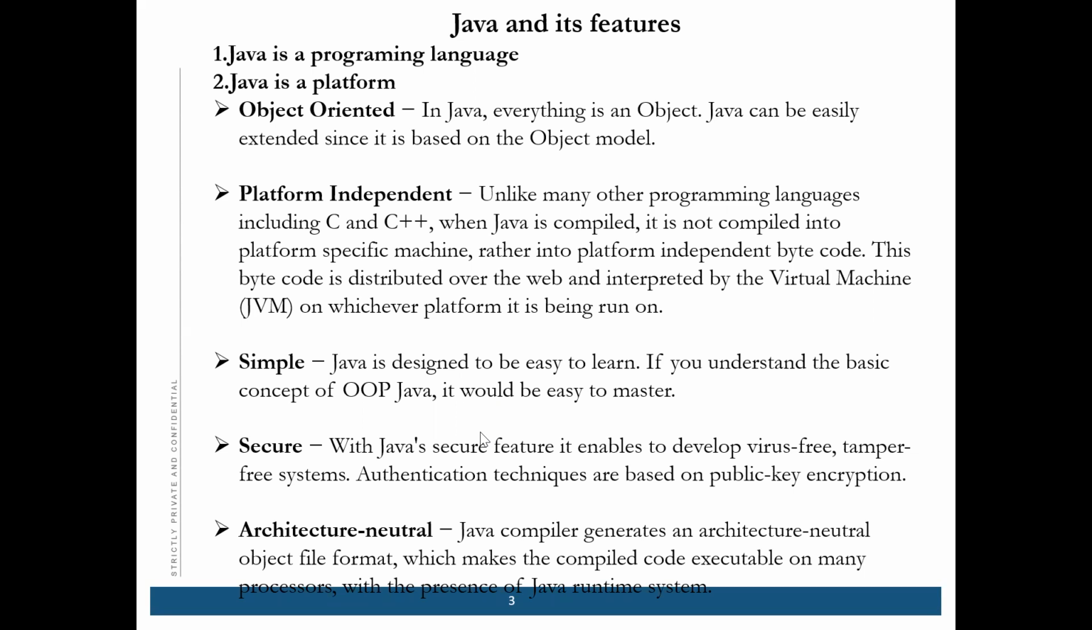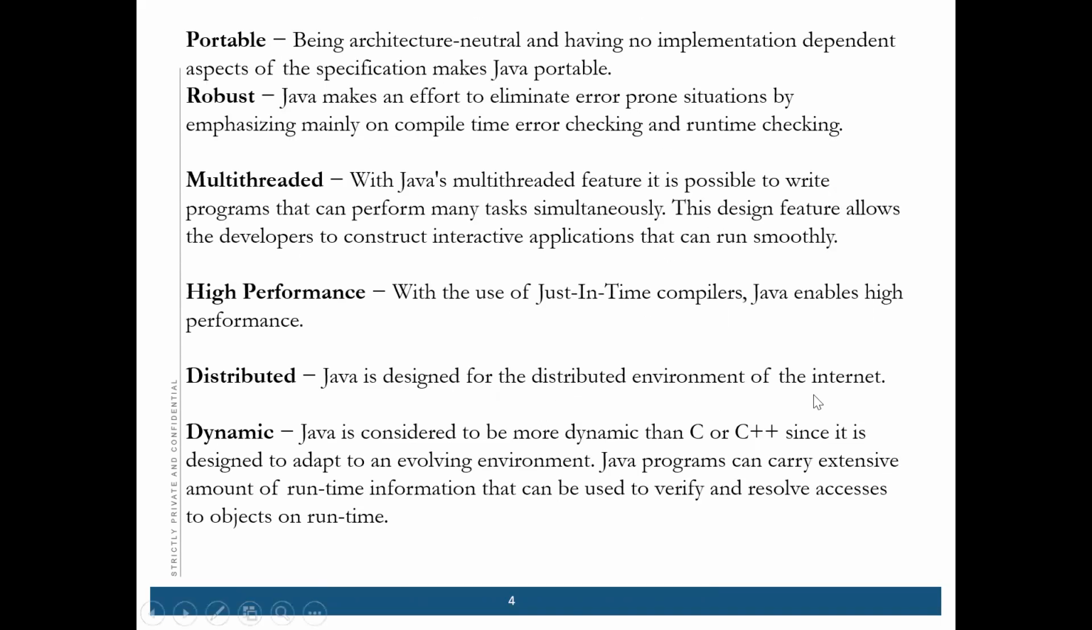Why? Because it has a simple OOPS concept and it is very easy and related to real-world examples. I will explain everything with real-world examples so that it will be easy for you to understand. It's a very secure language. Why? Because viruses are not going to hit the Java language easily. Architecture neutral. Java has a very easy architecture. We will learn about the Java architecture in detail in our next class. It's a very portable language, a robust language. It's a multi-threaded language. High performance in different areas, and distributed. Java is a very dynamic language also.